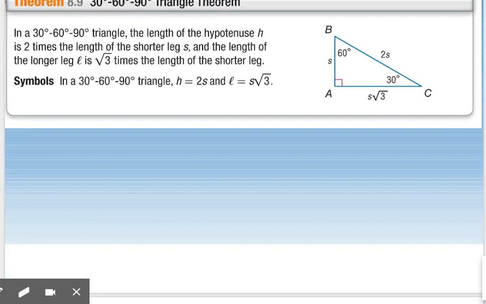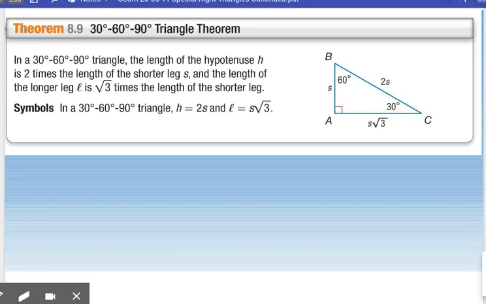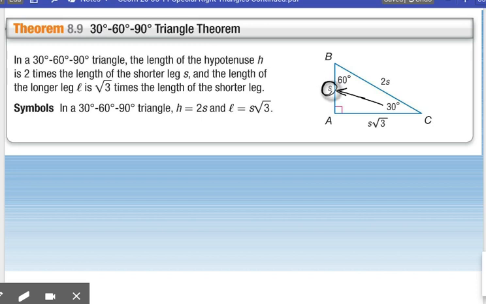Okay, now today the triangle we're going to be looking at is the 30, 60, 90 right triangle. This is a special right triangle where we're able to get the other sides just based on knowing one. The biggest key is you need to know what the short side is. The short side is the side opposite of your 30-degree angle. So there's my short side.